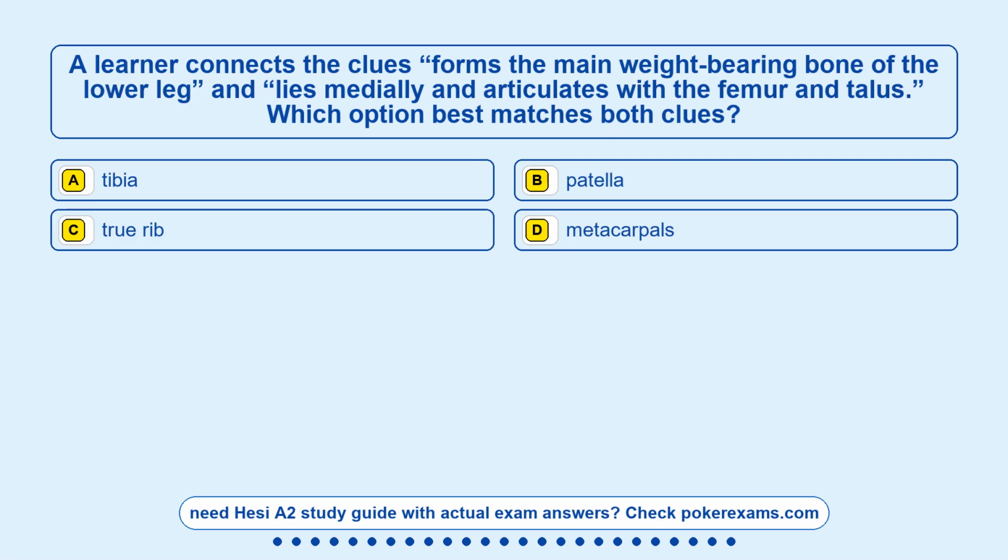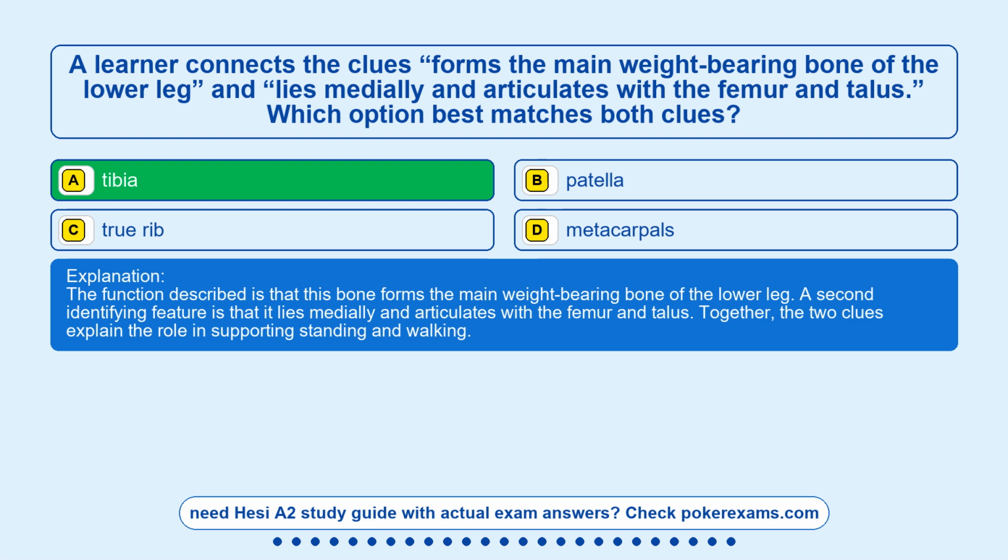Question 11. A learner connects the clues: the main weight-bearing bone of the lower leg, which lies medially and articulates with the femur and talus. Which option best matches both clues? Option A, tibia. Option B, patella. Option C, true rib. Option D, metacarpals. The correct answer is option A, tibia. The function described is that this bone forms the main weight-bearing bone of the lower leg. A second identifying feature is that it lies medially and articulates with the femur and talus. Together, the two clues explain the role in supporting standing and walking.